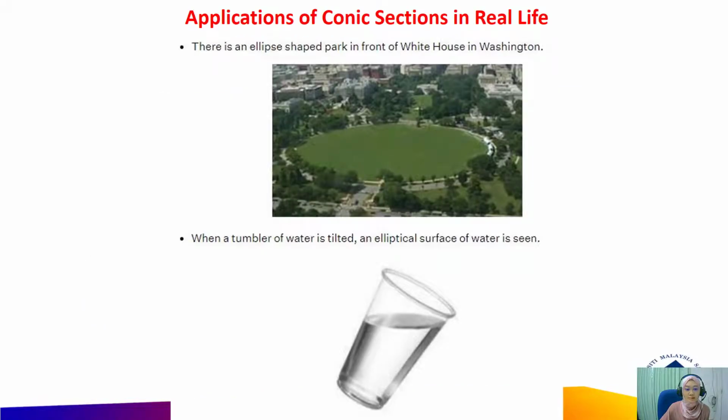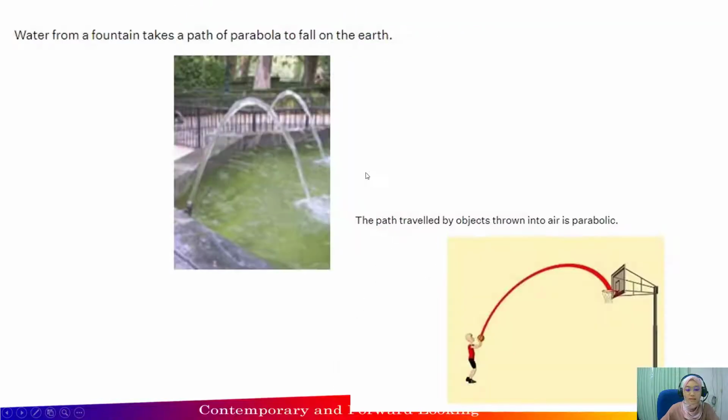What are some real-life applications of conic sections? For example, there is an ellipse-shaped park in front of the White House in Washington, and when a tumbler of water is tilted, an elliptical surface of water is seen. Next, water from a fountain takes the path of a parabola to fall on the earth, and the path traveled by objects thrown into the air is parabolic.